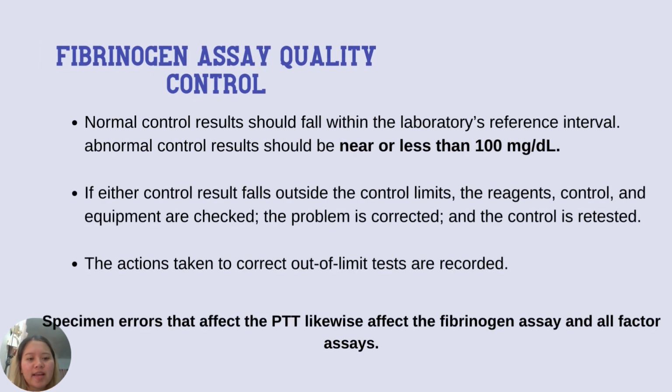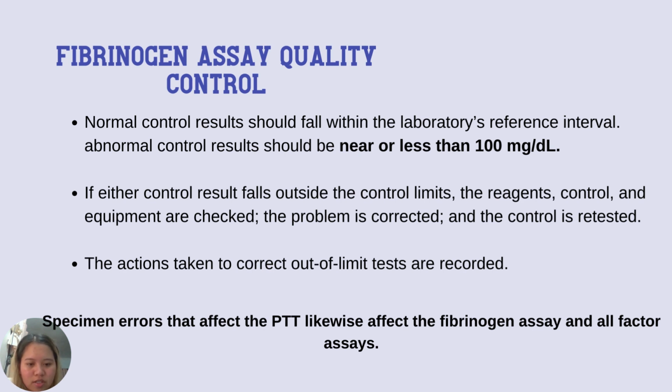For fibrinogen assay quality control, normal control results should fall within the laboratory's reference interval. Abnormal control results should be near or less than 100 mg per dl. If either control result falls outside the control limits, the reagents, control, and equipment are checked. The problem is corrected and the control is retested. The actions taken to correct out-of-limit tests are recorded.